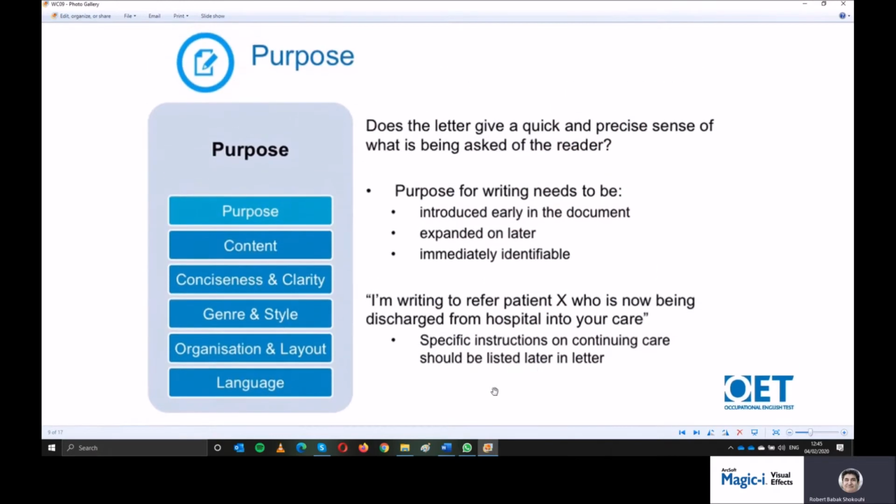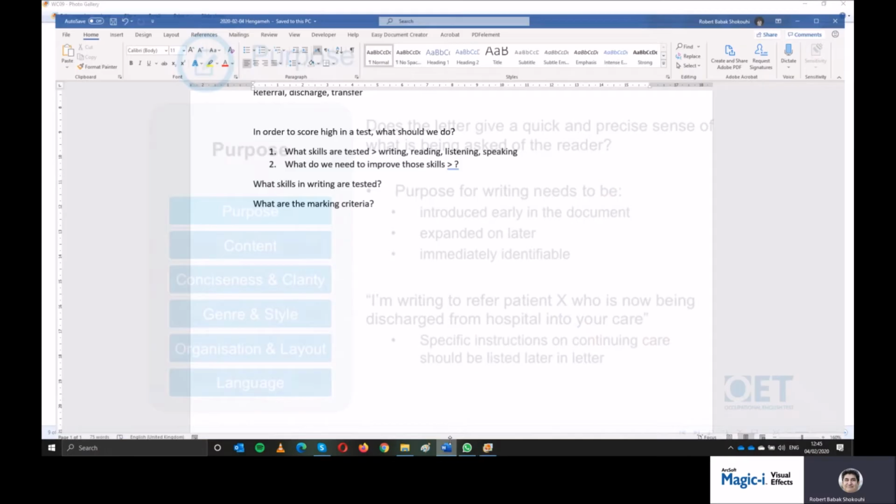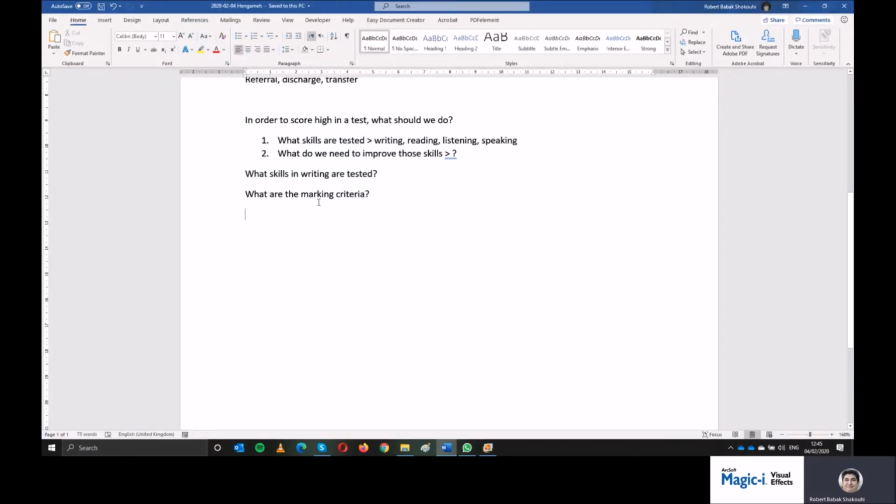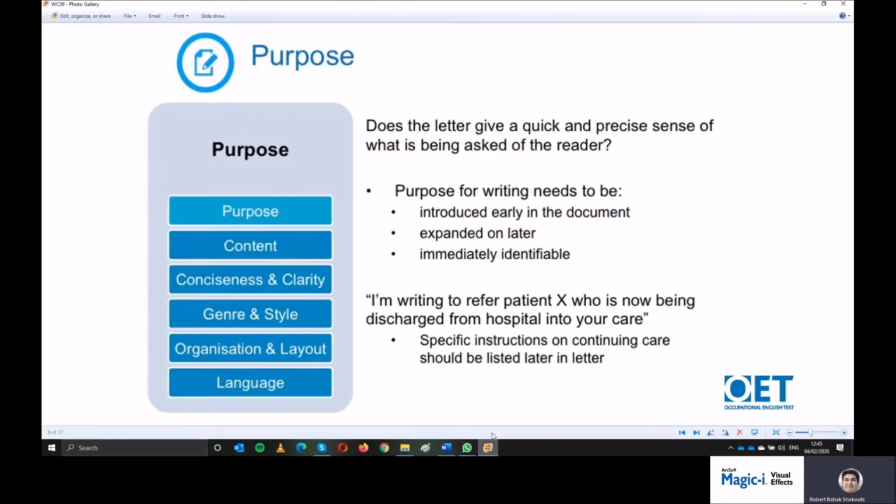So basically, why are we doing this? Why are we looking at the marking criteria? I think it is better to know why we write and what we focus on, to get a high grade score. What do we need to improve those skills? We want to find out how we can get a better mark. So we need to write a good purpose.